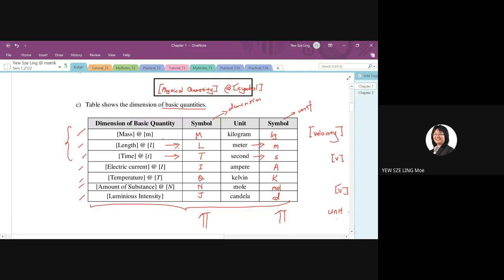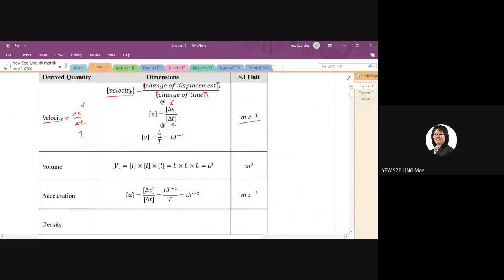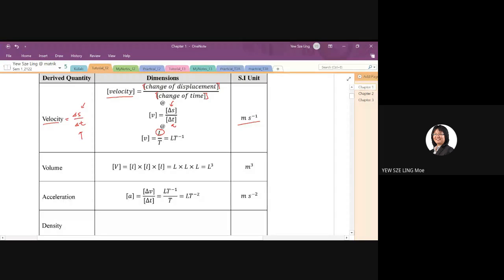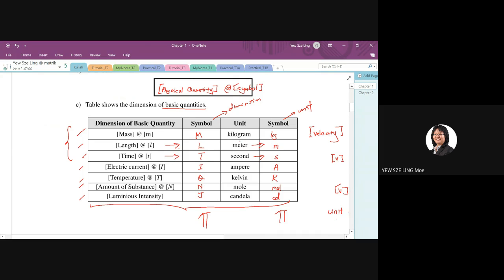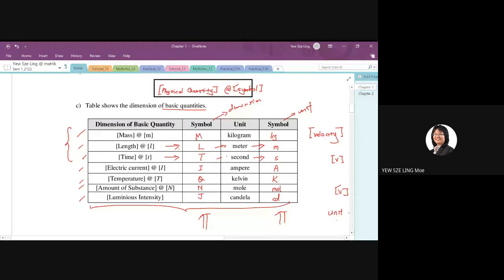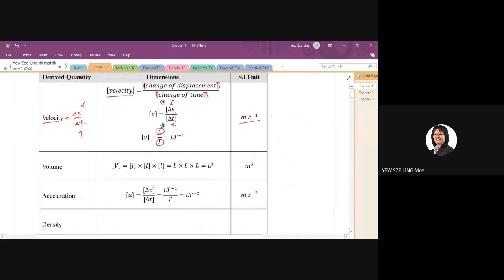So try to think, now change of displacement belongs to which type of quantity? Displacement is length. Therefore, I use L here. So length over, now change of time is obviously time. So length over time, L over T, which is equal to LT negative 1. Then from here, you refer to the table again. Look at the unit for each of these basic quantities. Now L, the unit is meter. T, the unit is second. Therefore, the SI unit for velocity is ms negative 1.